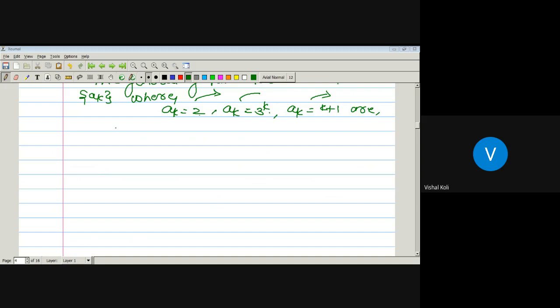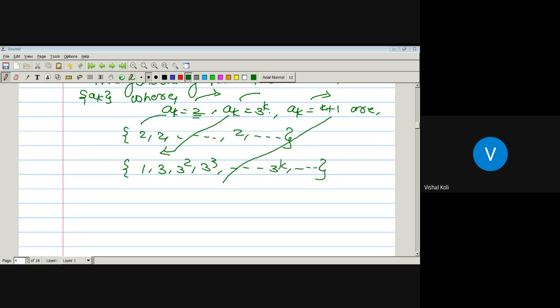So what is the first sequence? As its kth general term is 2, it is a constant sequence, that is 2, 2, 2, up to so on, and again so on. The sequence corresponding to ak equal to 3 raised to k: here we just have to run the value of k from 0 to infinity. So what should be the first term? 3 raised to 0, which is 1, then 3, 3 square, 3 cube, up to so on, 3 raised to k and so on. And the sequence corresponding to ak equal to k plus 1 is nothing but 1, 2, 3, 4, up to so on, k plus 1 and so on.